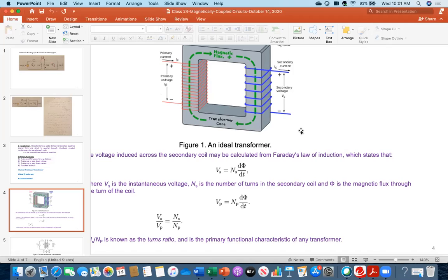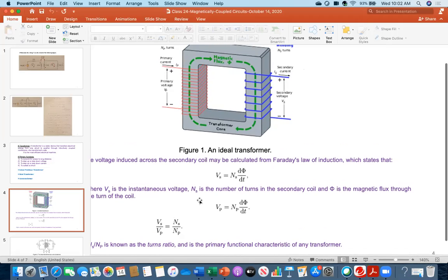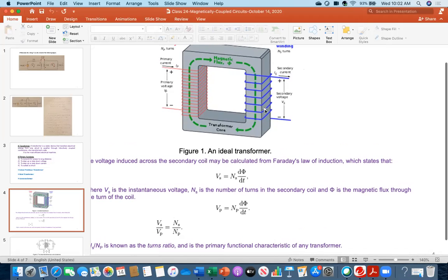Everybody now can understand, only when we apply AC voltage can it increase or decrease the voltage that we discussed on the board. I have written that equation here again: Vs over Vp is Ns over Np, that I was showing you. Because we are applying DC, it cannot do anything on the secondary. That is the reason you cannot transmit DC power over a long distance.